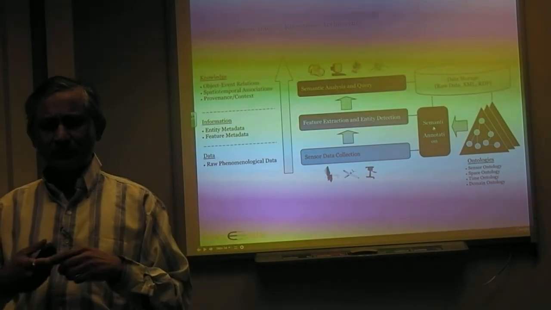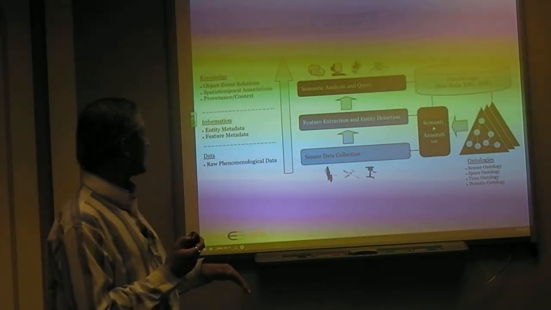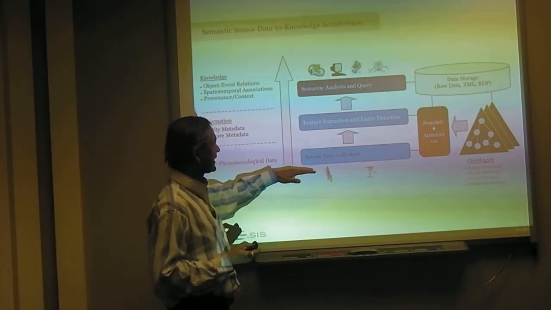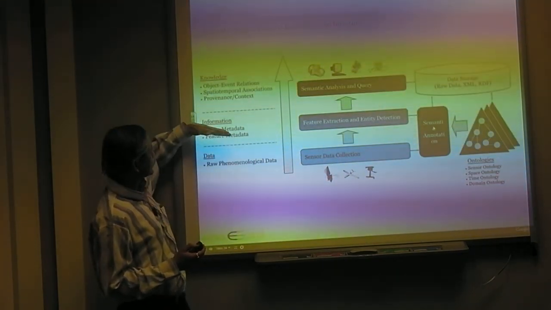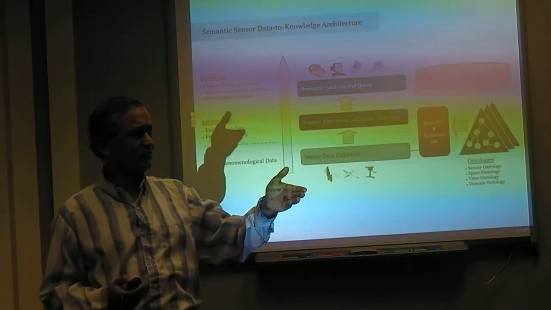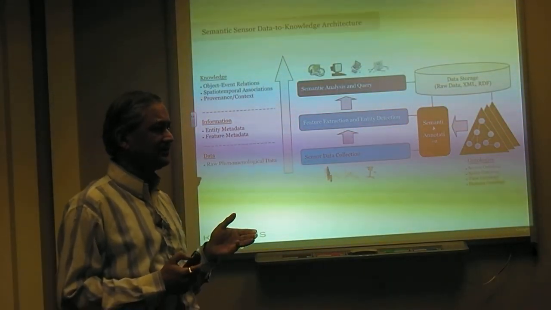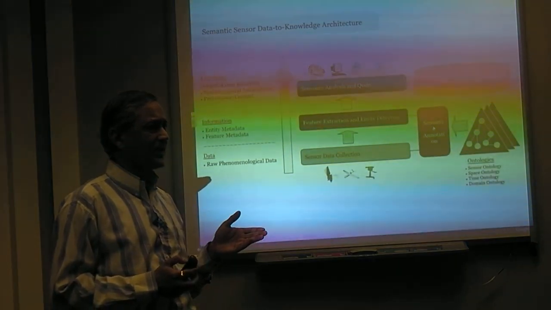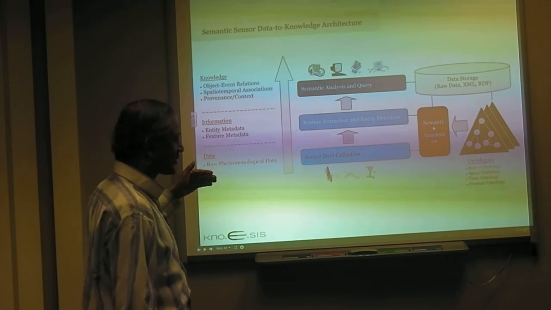So here is what you would call a semantic sensor data related architecture. You start with, again, raw phenomenological data, so sensor data. From that you extract these features and entities. So to come back to your question, it's not simply a matter of taking these raw numbers and saying I understand that. Actually, what you are trying to do is more.